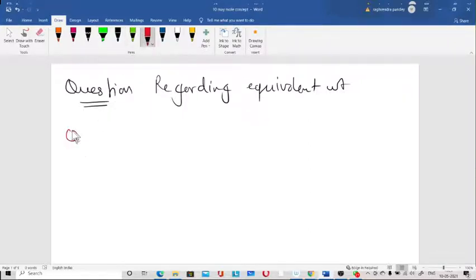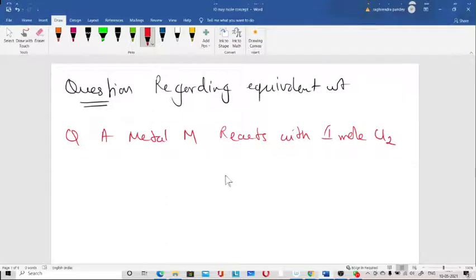Let's take the question. Metal M reacts with 1 mole Cl2. What is the equivalent weight of metal? Okay, so this is the question, and this you have to solve.